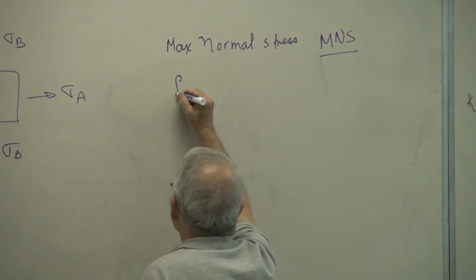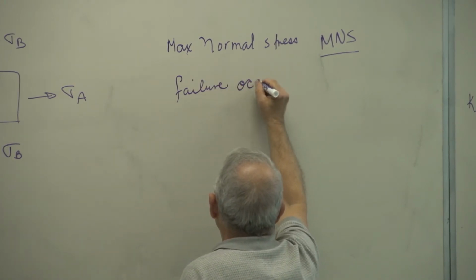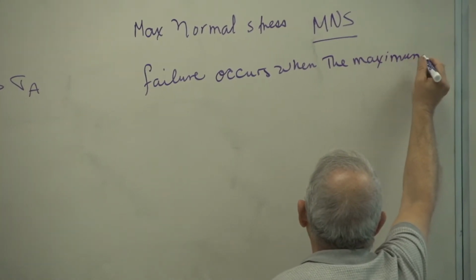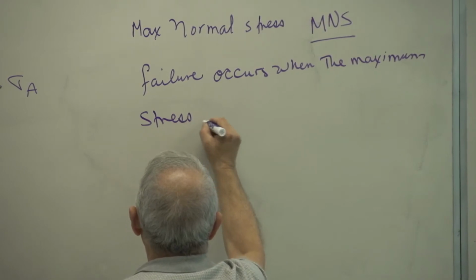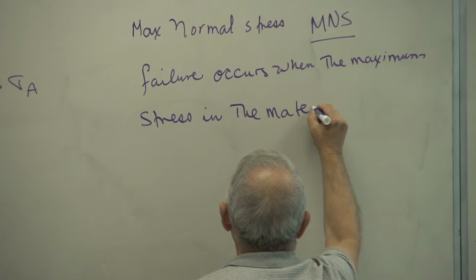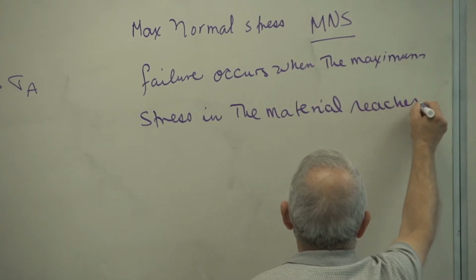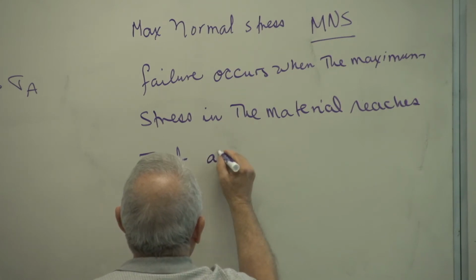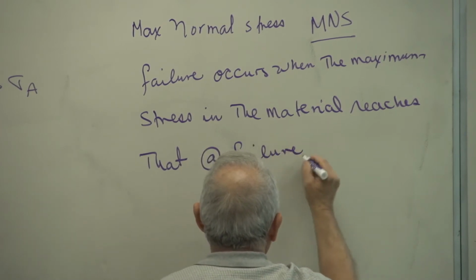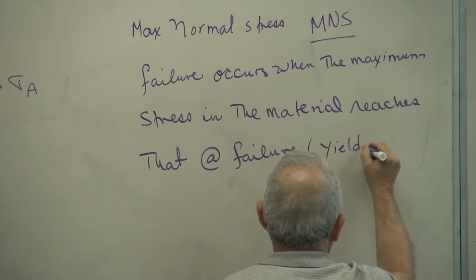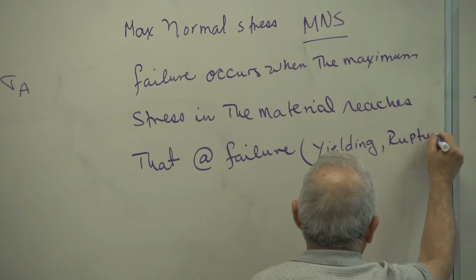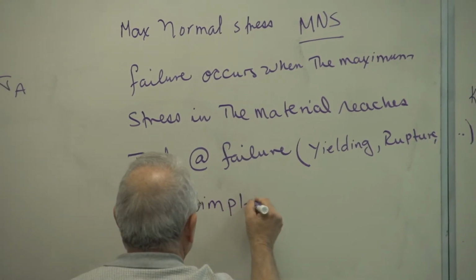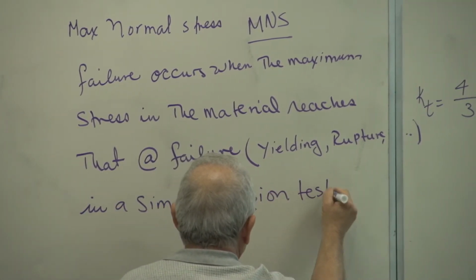This theory says failure occurs when the maximum stress in the material reaches that at failure, and now we define failure as yielding, rupture, or however else you want to define it, in a simple tension test.